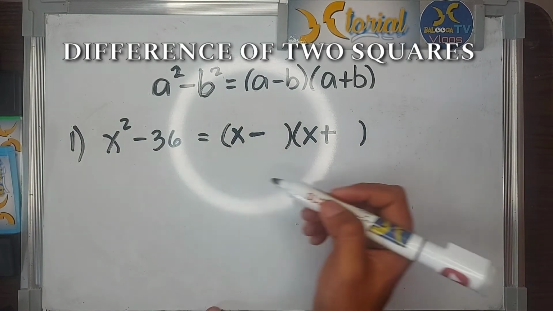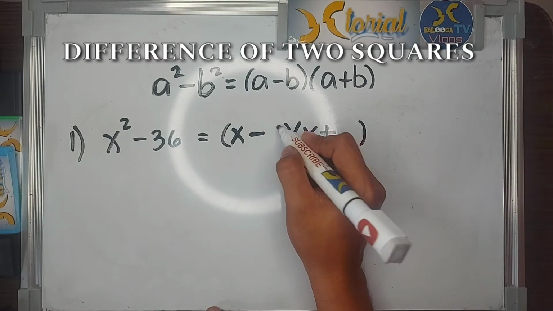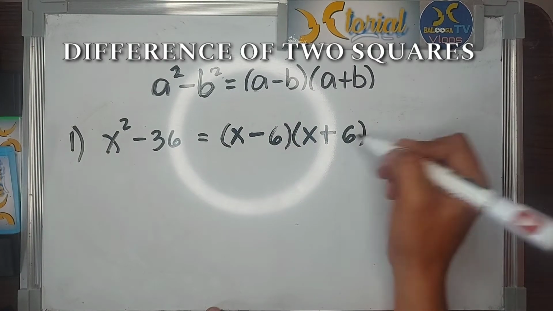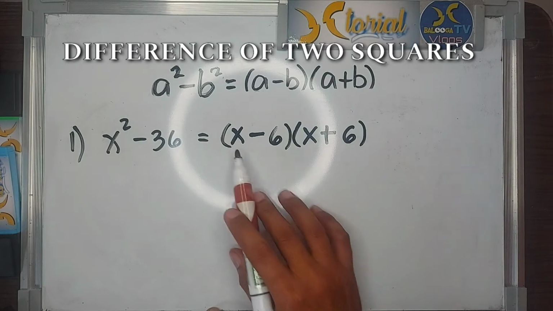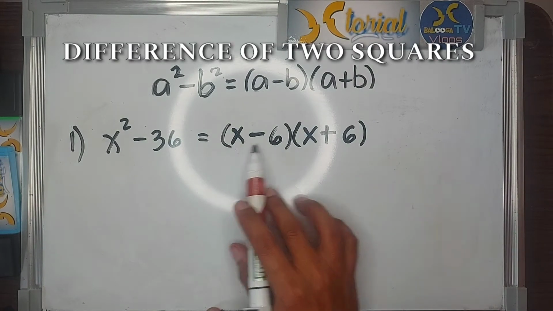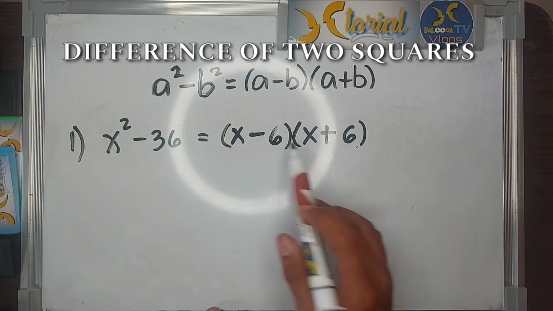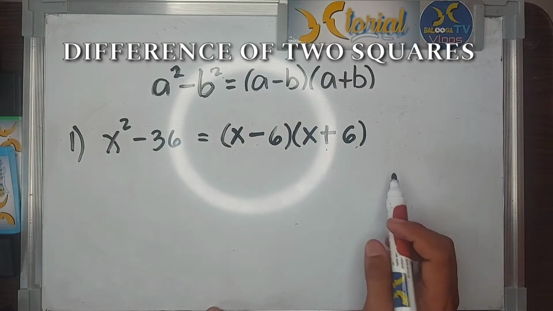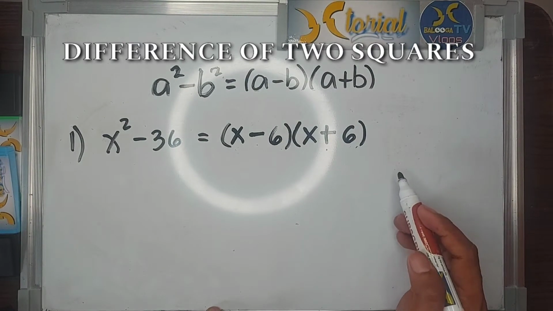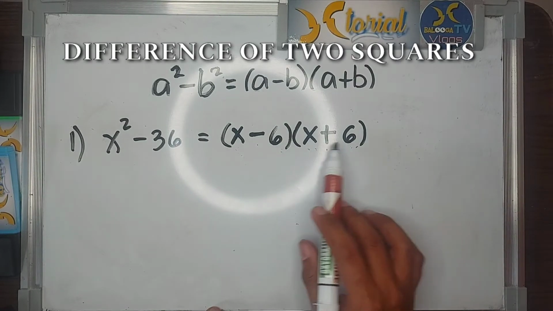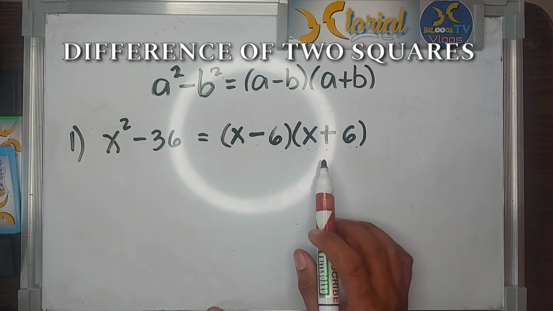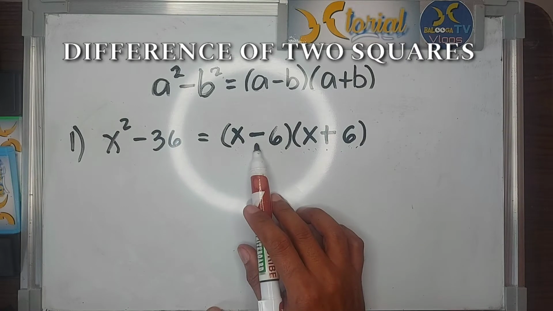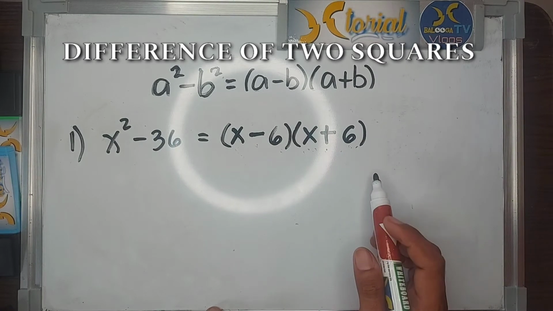Saan naman galing yung 36? 6 times 6. So, ibig sabihin, parehas sila dito, parehas din dito, kaya lang yung isa minus, yung isa plus. Ganun po ang difference of two squares. Parehas lang yung makikita mong numbers or expression, pero yung isa minus, yung isa plus.